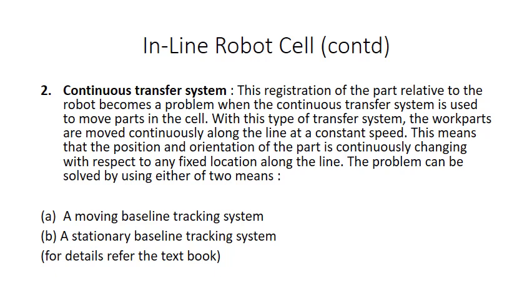Two, continuous transfer system. This registration of the part relative to the robo becomes a problem when the continuous transfer system is used to move parts in the cell. With this type of transfer system, the work parts are moved continuously along the line at a constant speed. This means that the position and orientation of the part is continuously changing with respect to any fixed location along the line. The problem can be solved by using either of two means.